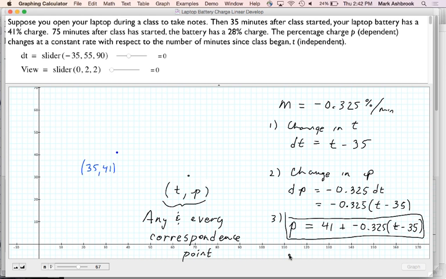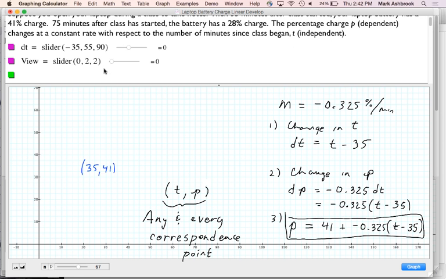So now I want to graph all these correspondence points. So how do I tell GC to graph something? Use x and y, right? What is p? What is our p? That's a y. And so if I write y equals 41, and I can just go right to minus 0.325 times, and t is x minus 35. And class is 90 minutes long. I'm going to show all of class, from 0 to 90. So this is going to plot all correspondence points of a time and the corresponding battery percent for class.